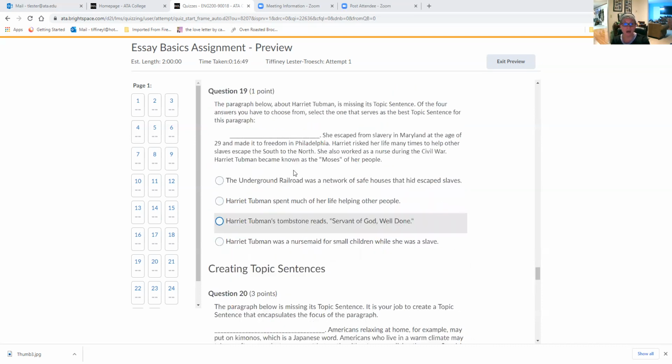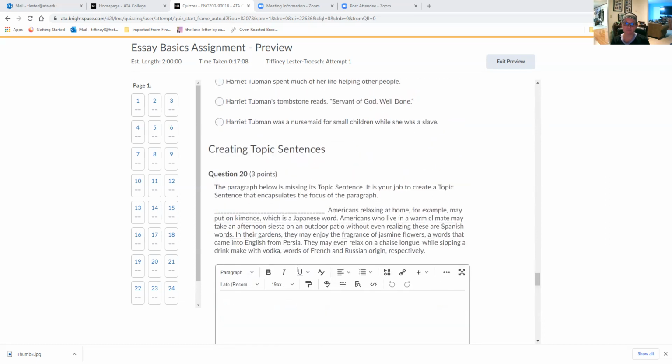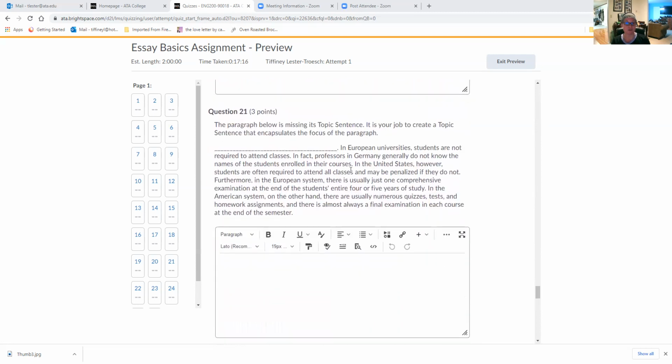You can go back up to 17, 18, and 19 and see what this paragraph was about. What answer did I pick as the best topic sentence? Hopefully you were right, and then you can use that as a guide to help you wrap your brain around what you need to do to create a topic sentence for this paragraph. And then you'll do the same for question 21.